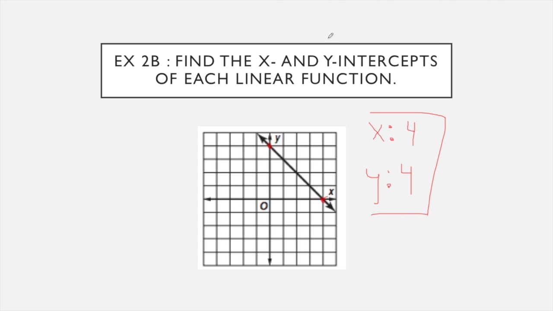So having a graph makes these very quick and easy to see where does it cross those axes. Make sure you keep x and y straight. X is always horizontal, y goes up and down. So 4 and 4 for 2b.